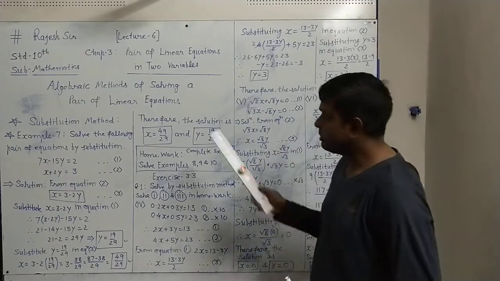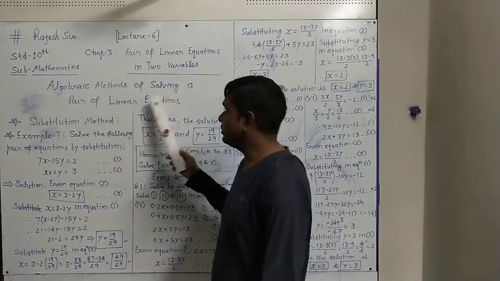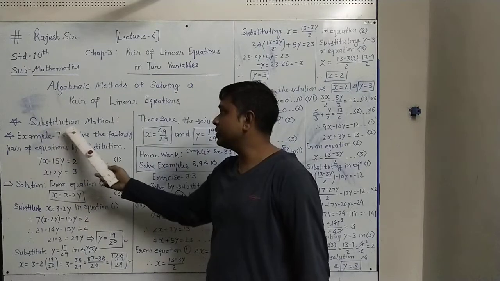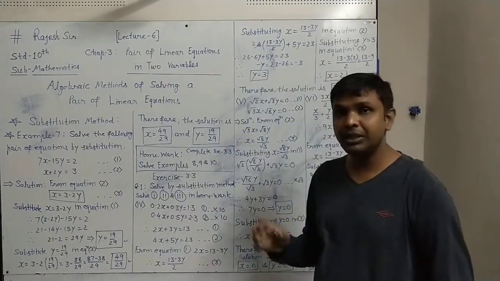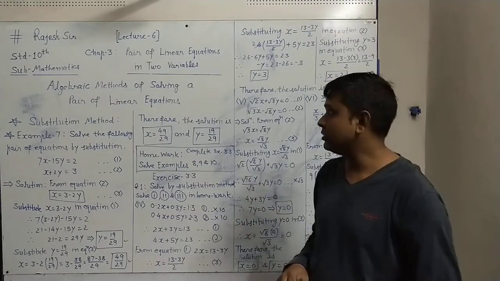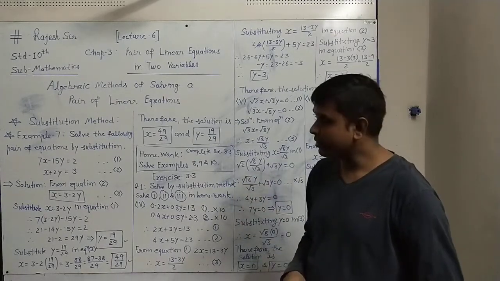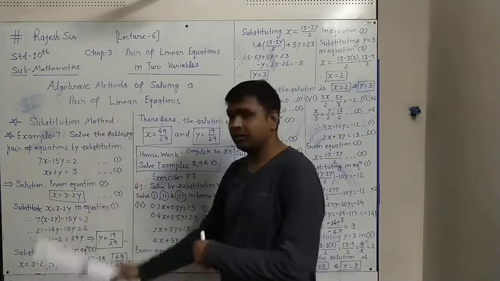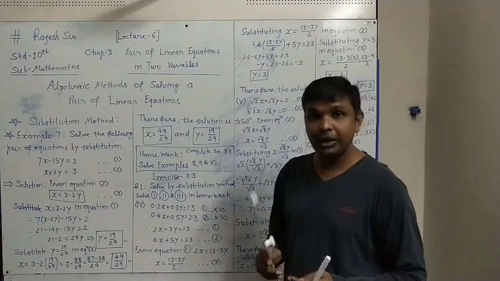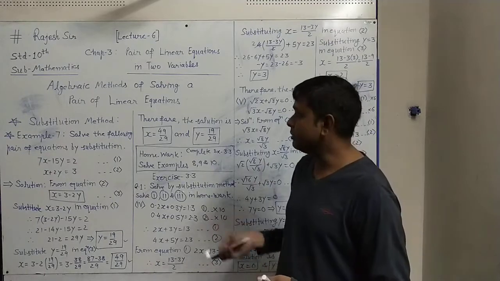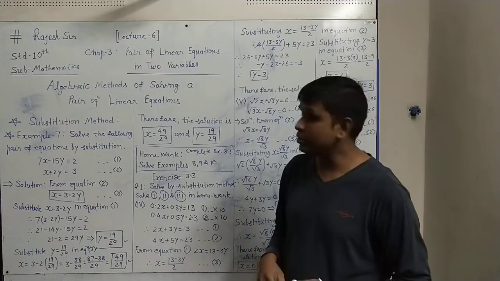In that, the first algebraic method for solving a pair of linear equations is the substitution method. The first method in the algebraic section is the substitution method. Now, how do we get the solution of a pair of linear equations by this method? That we will see in some examples and some exercise questions also.